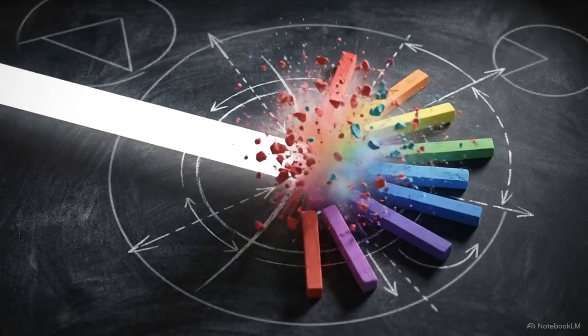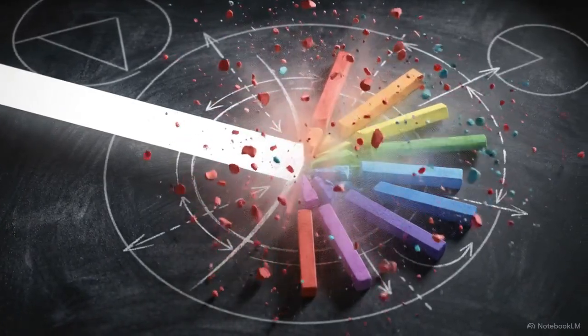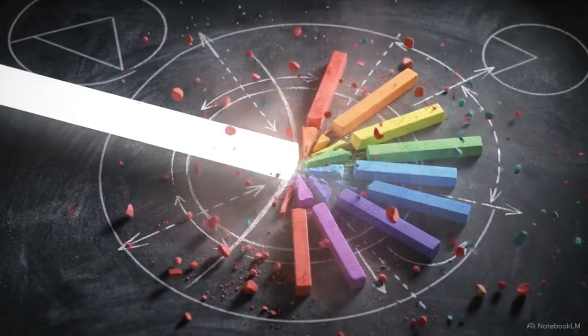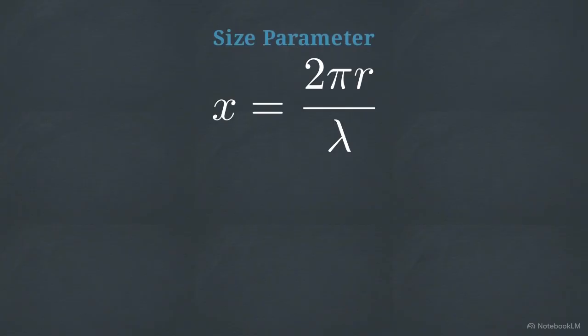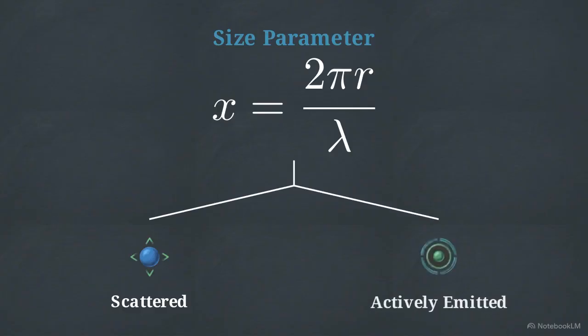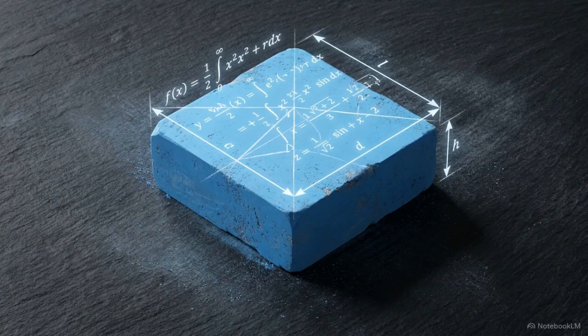light. The gauntlet begins the moment that white solar beam impacts the upper atmosphere. A single mathematical ratio, the size parameter, dictates the resulting color, defining the boundary between light that is scattered and light that is actively emitted. To look at the sky is to observe a massive, real-time mathematical equation measuring the physical dimensions of invisible particles.